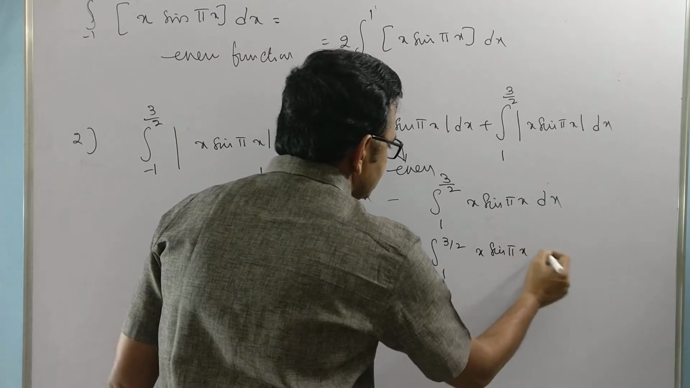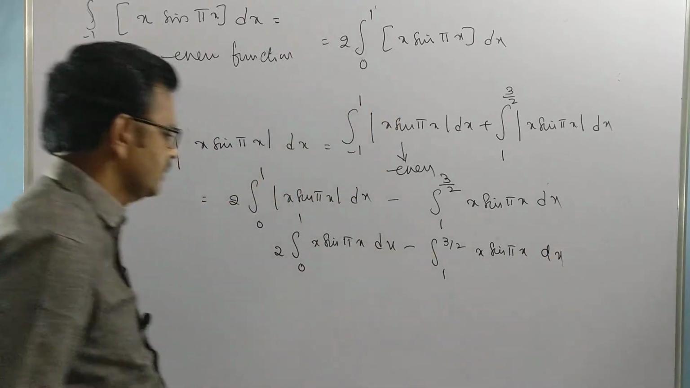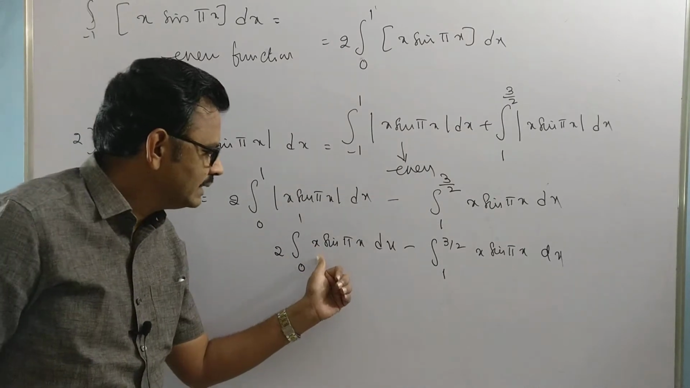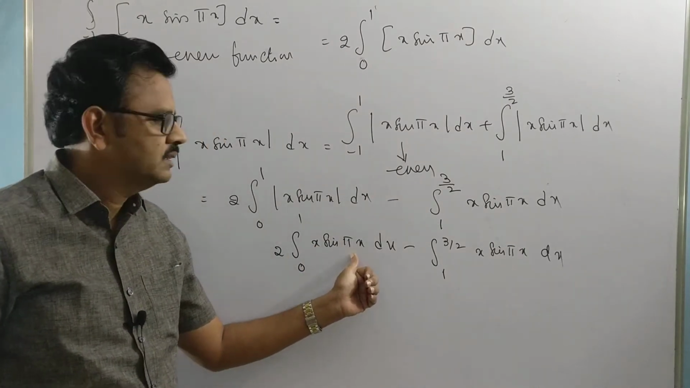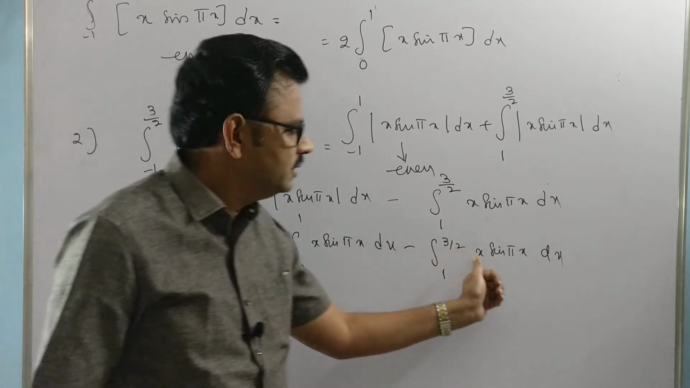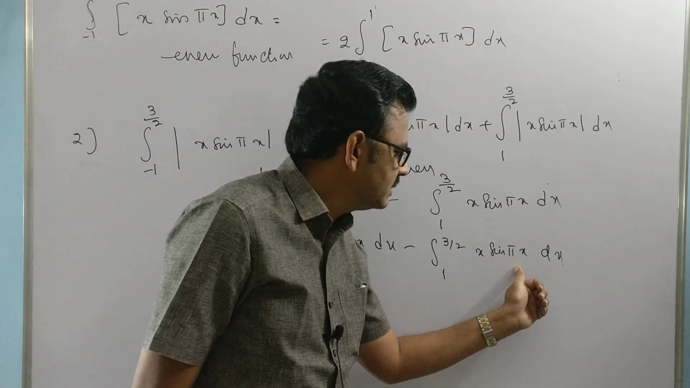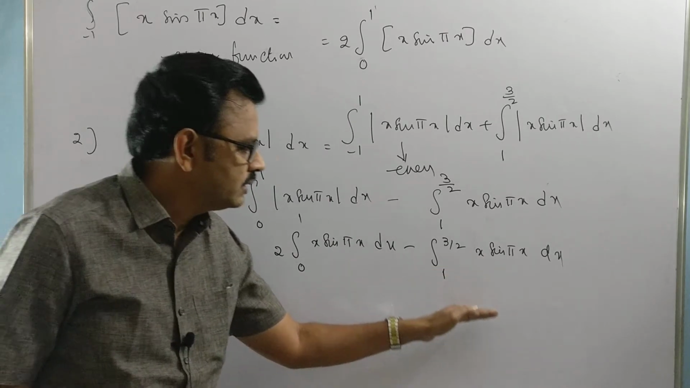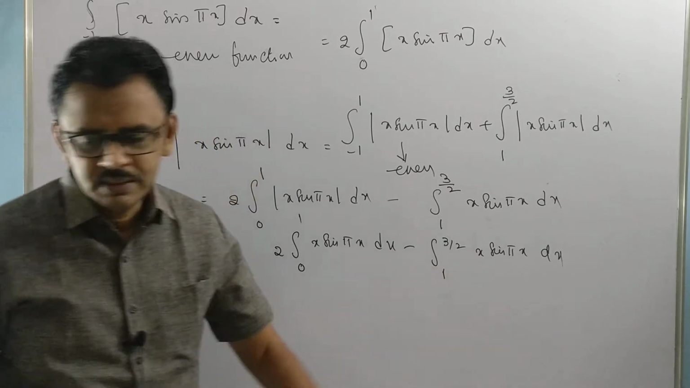minus the integral from 1 to 3 by 2 of x sin pi x dx. Which is integration by parts, taking x as the first function and sin as the second function. This is also x as first function, sin as second function. So you get the answer. Try the remaining part to get the answer.